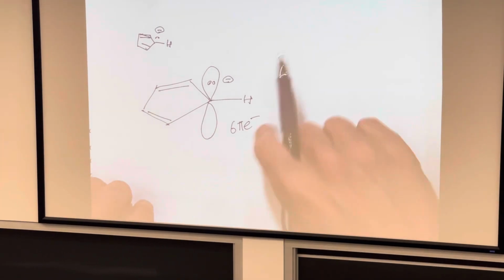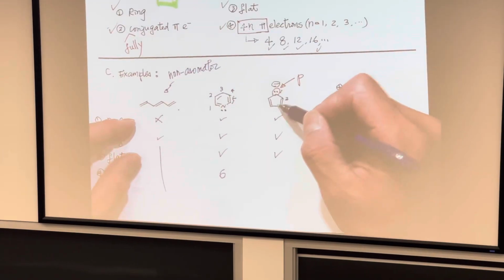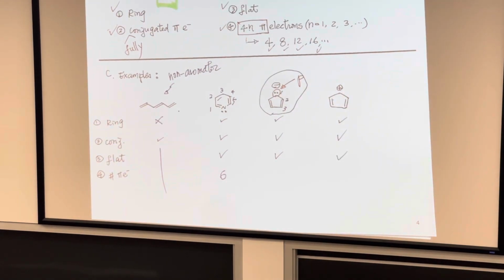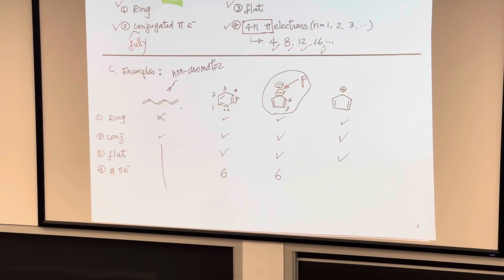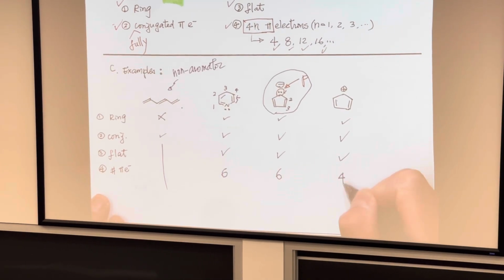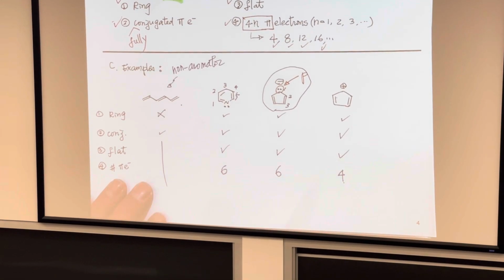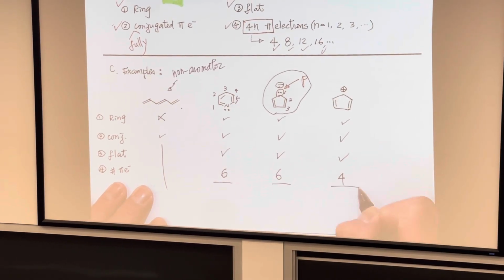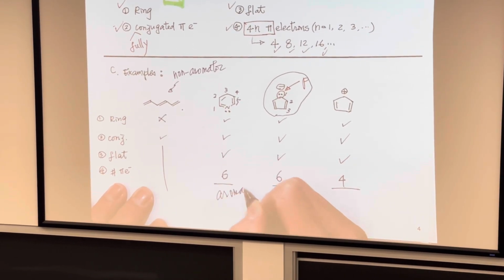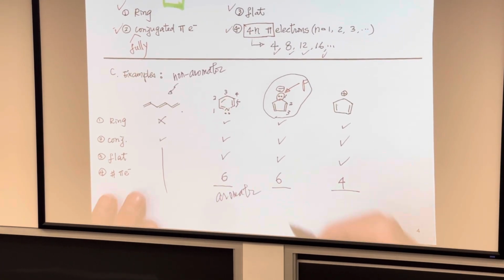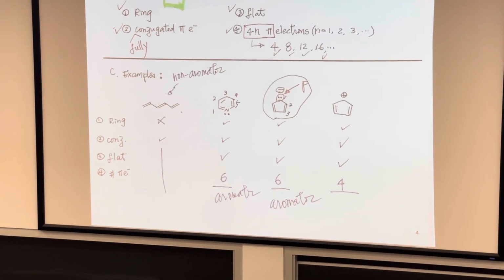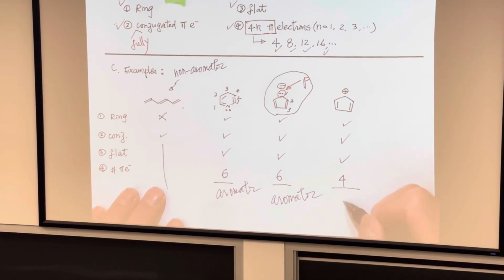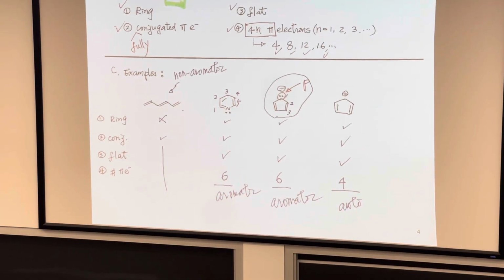So this molecule is exactly the same as this molecule here. That's the same molecule, 6 pi electrons. How about the last one? How many pi electrons? 4 pi electrons. So we know this one here is aromatic, no problem. The third one, aromatic, no problem. The last one is anti-aromatic.